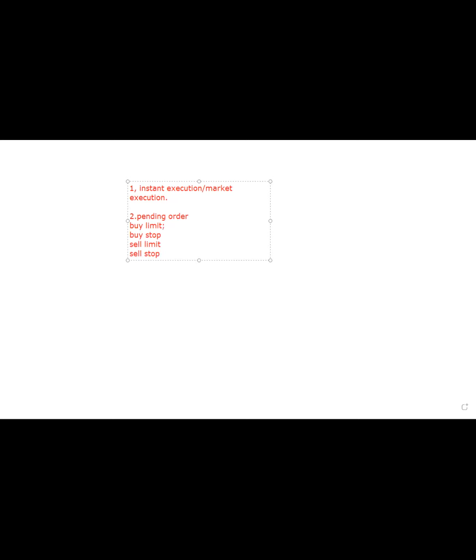Okay. So let's take buy limits. Let's write that. Buy limits is a pending order to buy at a lower price than where the market is currently. It is an order to buy at a lower price than where the market price is currently.